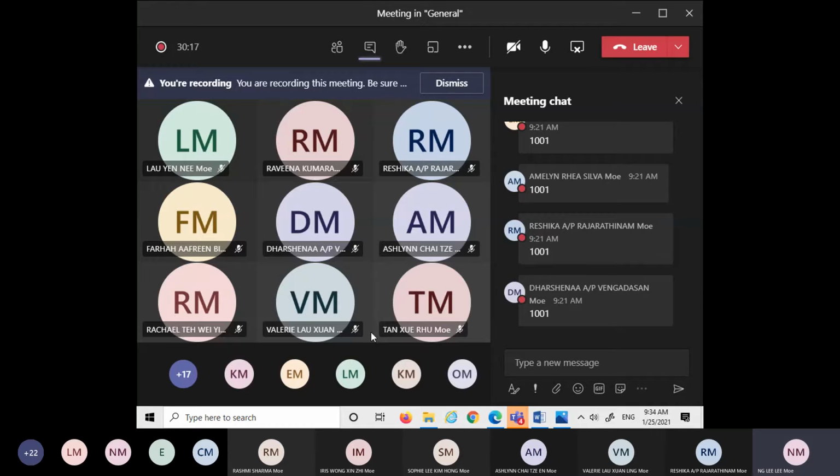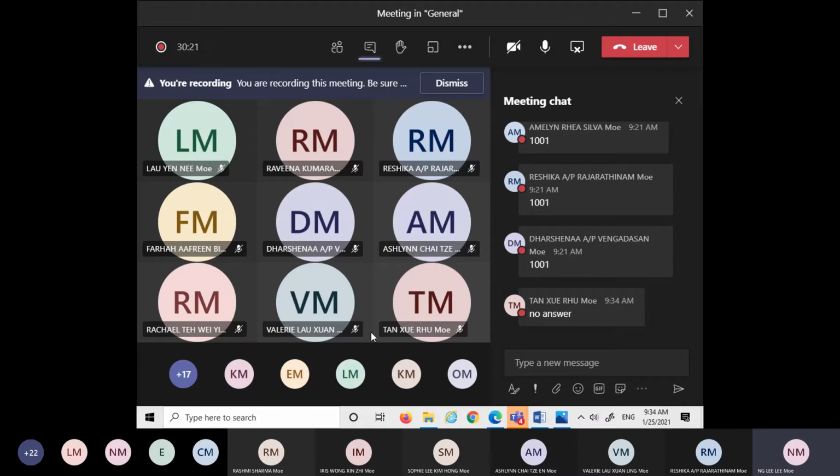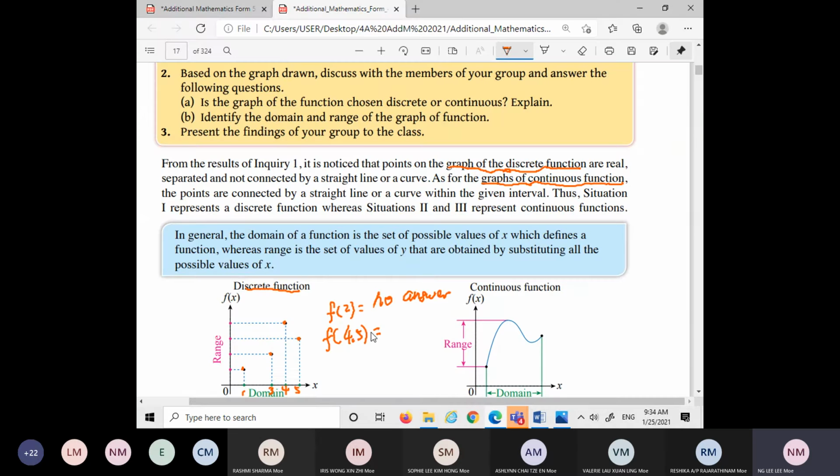Hello, what's the answer? No answer, yes. Correct. Okay, no answer for F of 4.5 as well. Okay, no answer. But for continuous functions, it is different.